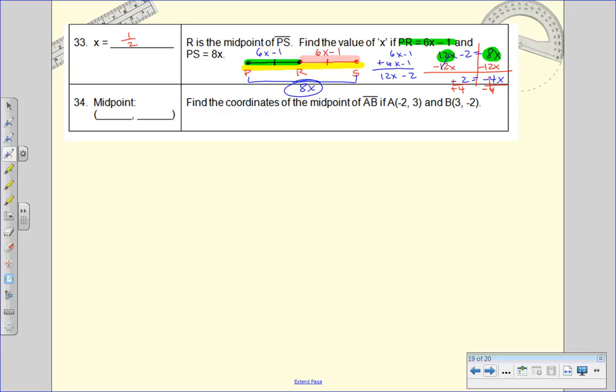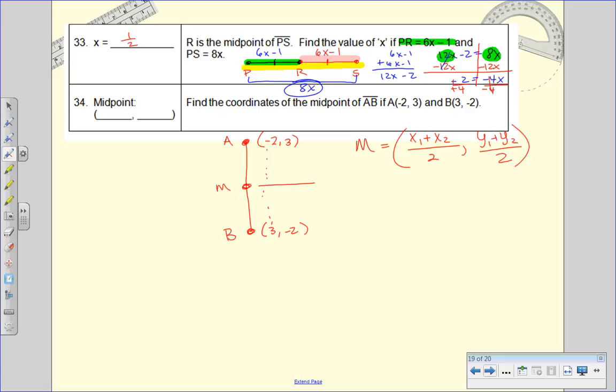Last one, we want to find the midpoint of segment AB. And so if I look at it, we're given a point A and a point B. A is at negative 2, 3, and B is at 3, negative 2. I want to find the midpoint, which is the halfway mark between the 2 points. So to find the midpoint, we have the midpoint formula on your chart again. This time we're taking the average of your x values and the average of your y values, and we can find our x coordinate and your y coordinate by taking those averages.